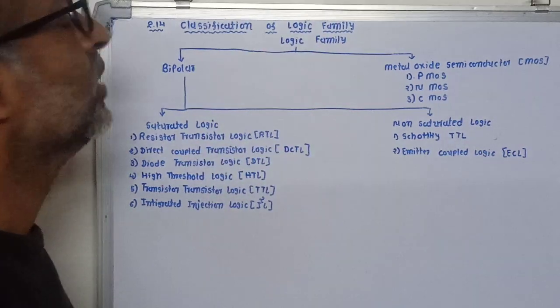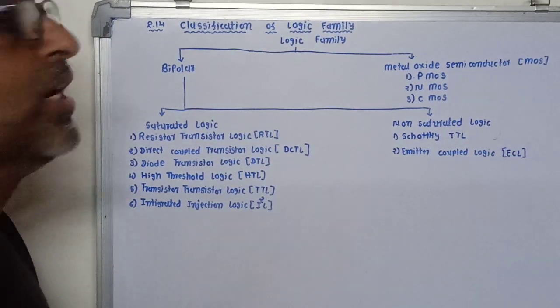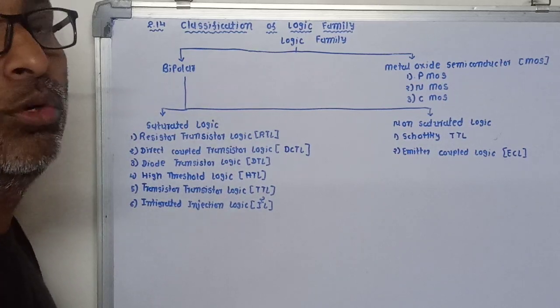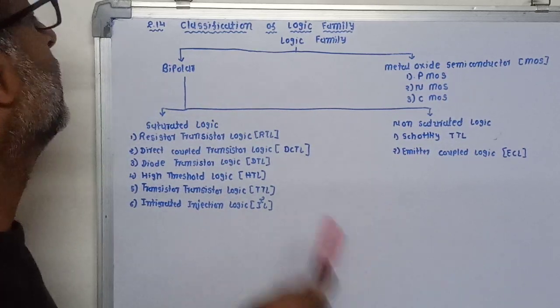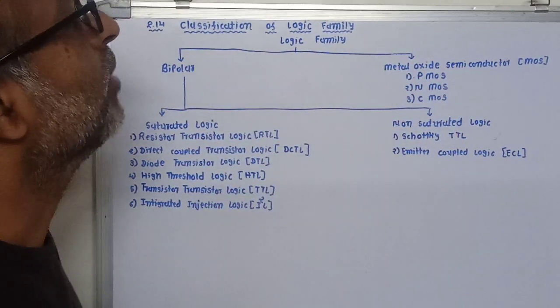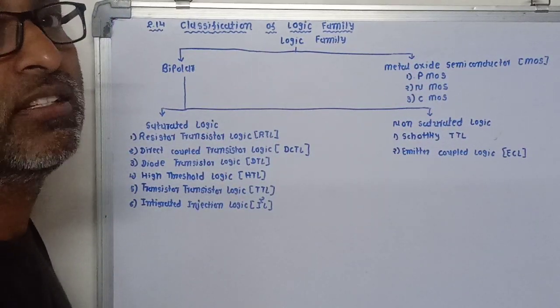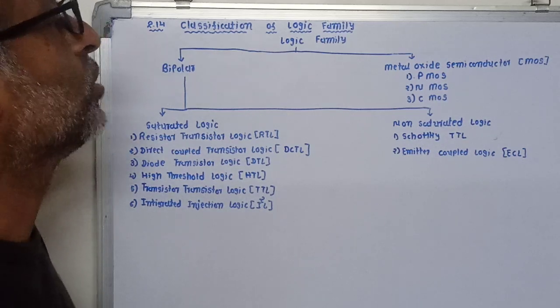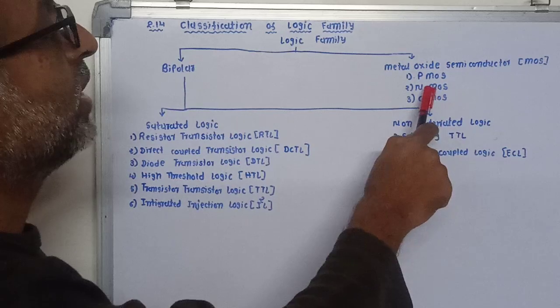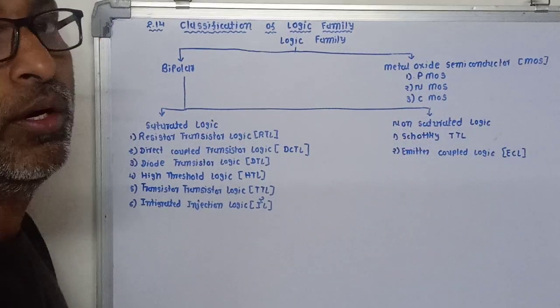Classification of logic family. According to the fabrication of IC, the logic family can be divided into two parts. First is bipolar and second is metal oxide semiconductor, mostly known as MOS. There are three types of MOS: P-type MOS, NMOS and CMOS.